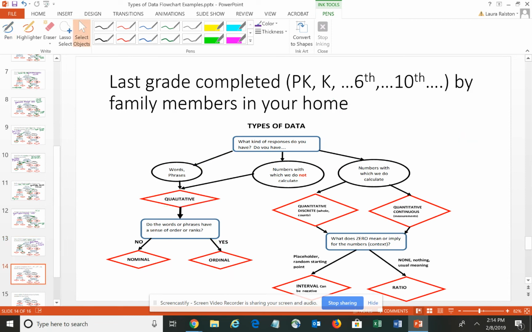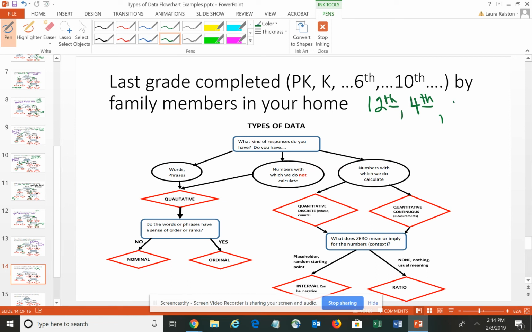Couple more. The last grade completed by family members in your home. So if I walk up to you and say, what was the last grade that your husband completed? You might say 12th grade. What was the last grade your child completed? You might say 4th grade.